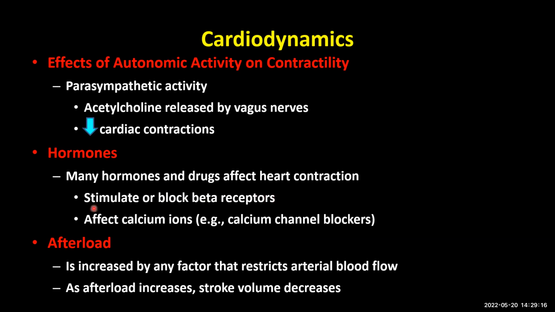For example, you have medication that can stimulate the sympathetic system. They are called beta agonists. They will increase heart rate. Or you may have medication that actually decreases heart rate, and that is the beta blockers. So this can be used during arrhythmias, sometimes for treatment of hypertension, and also for heart failure.